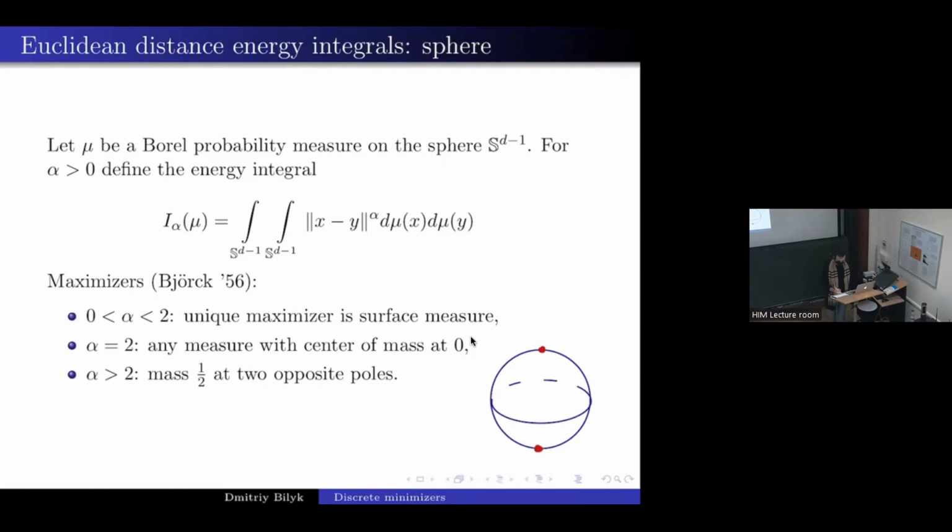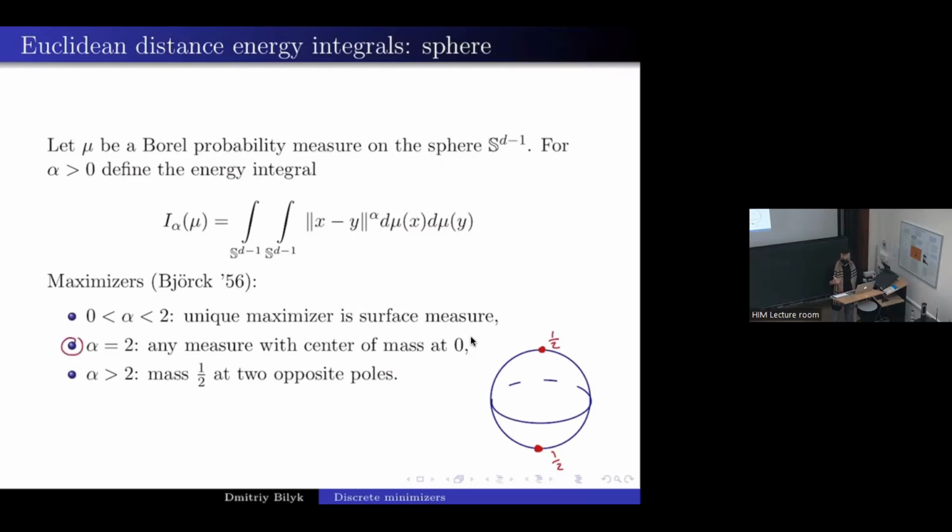When alpha is greater than 2, the only maximizers are measures which look like this: you have measure 1/2 at 2 opposite poles, for any alpha. Here you say minimize, yeah, I mean maximizer. I'm sorry. So for this, it's maximizer. Of course, a minimizer here would be to put all the mass in one point. It's not interesting.